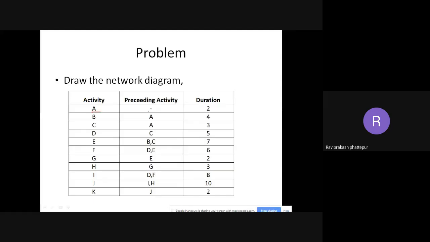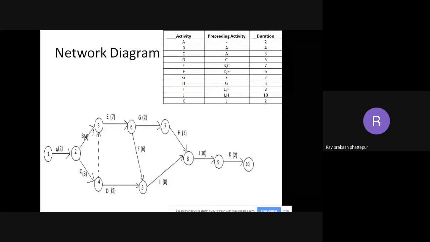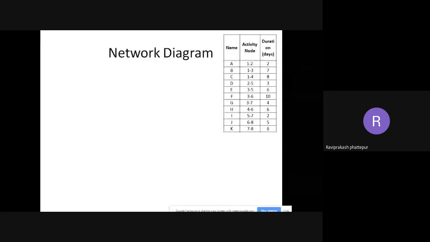I'll draw this as node 2. An arrow should be there; I told you the significance of the arrow. So this is A. I'll not put the duration here, but you need to put the duration in brackets like this. For this one I'll put it, the rest I'll not. The duration is 2.